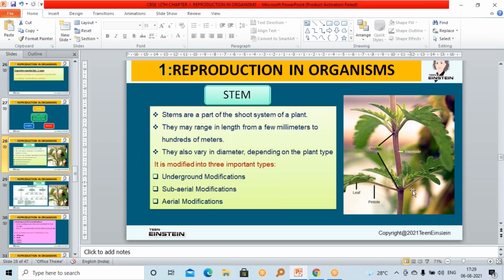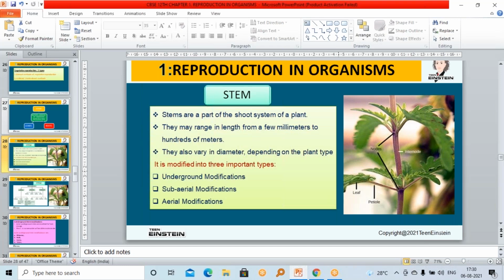What is the stem? In a plant body, you can see in the picture, the plant has different parts. From down we will start. Just imagine a plant. The plant will have a root. What is the root helping with? The root is helping with anchoring and then with absorption. It will absorb water and nutrients from the soil.